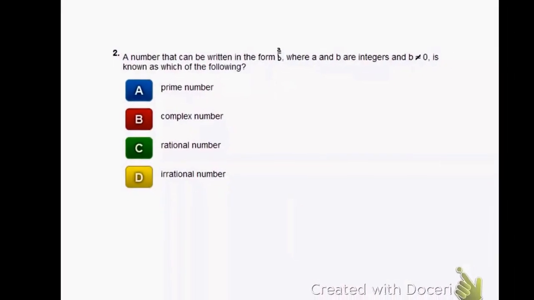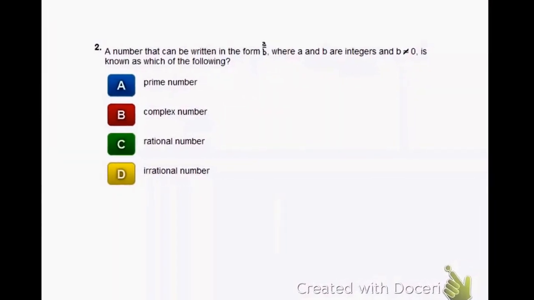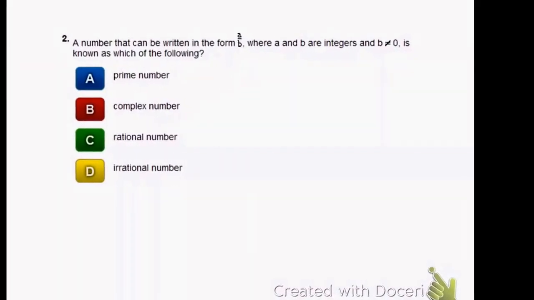You do this one. A number can be written in the form of A over B, where A and B are integers and B does not equal 0. Which is known as the following? What do you call a fraction?